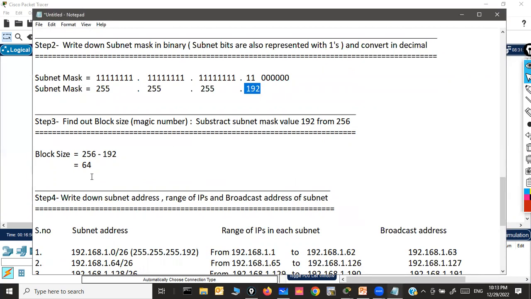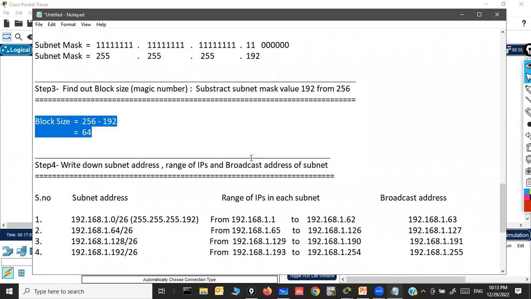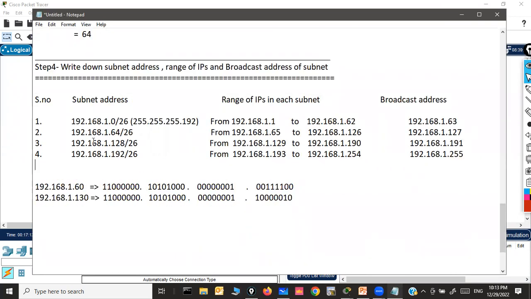Basically, the idea behind finding out the block size, magic number, and all that is just doing an equal division of a network into 4 subnets with an equal number of hosts, right? And once you have finished writing down all 4 subnet addresses, you can easily find out the range of IPs. Take this number, 0. 0 is the first one. Leave this, start with 1.